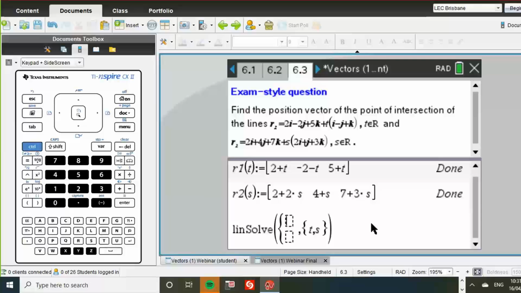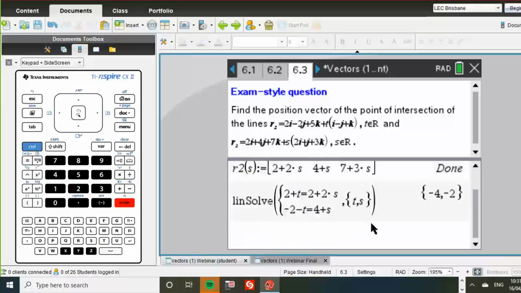Our first equation is 2 plus t equals 2 plus 2s. And our second equation, so that's the i components, the j components: -2 minus t equals 4 plus s. They're the j components. And we solve there by pressing Enter. What we get is t equals -4 and s equals -2.